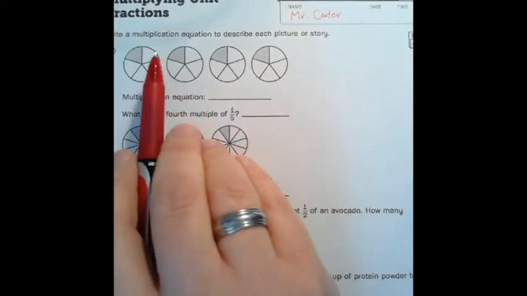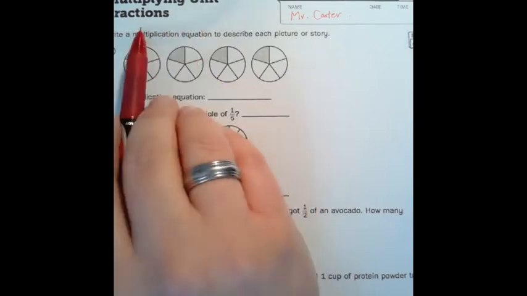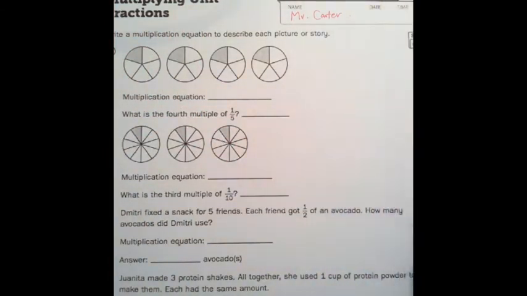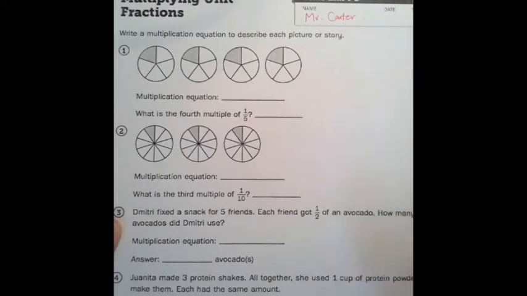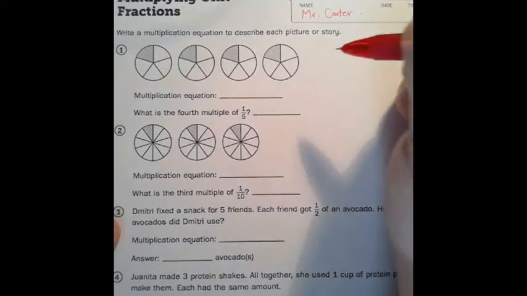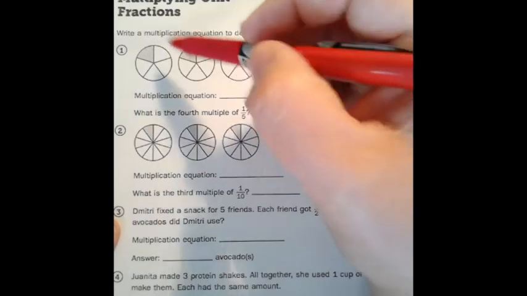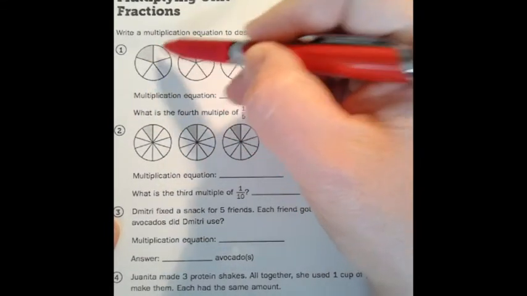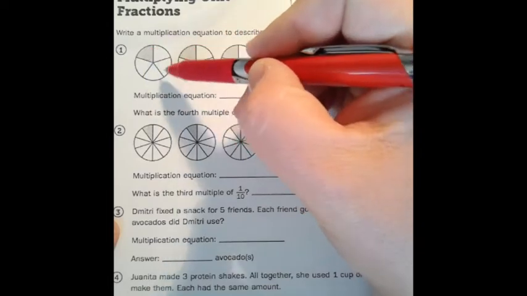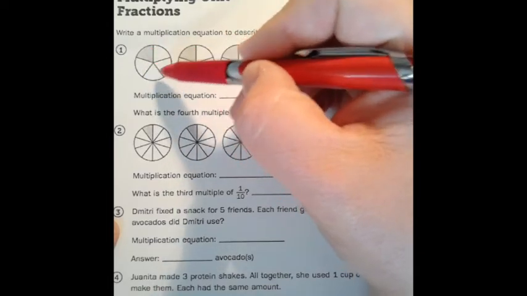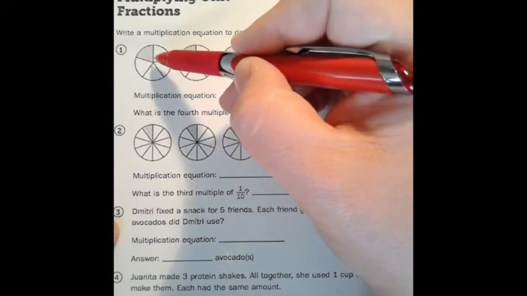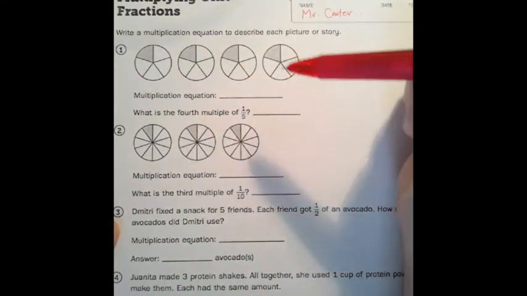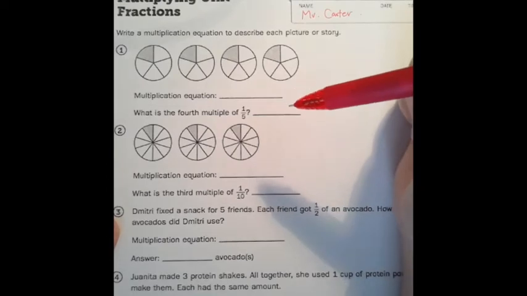Alright, so we are multiplying unit fractions today. So unit fraction, just to remind you of what that vocabulary is, it's just 1 over the denominator. So if I'm looking real quick at number 1, we have a piece of pie or cake, whatever here, divided into 1, 2, 3, 4, 5. These are divided into fifths, and the unit fraction for that would be 1/5. So it's 1 over any number is your unit fraction.